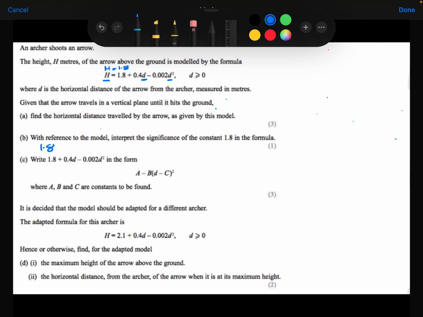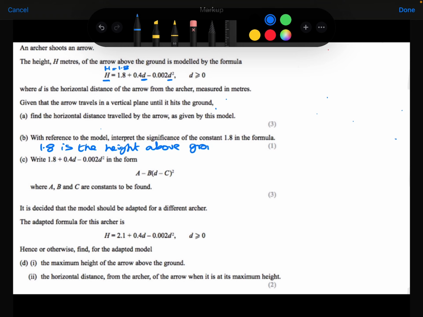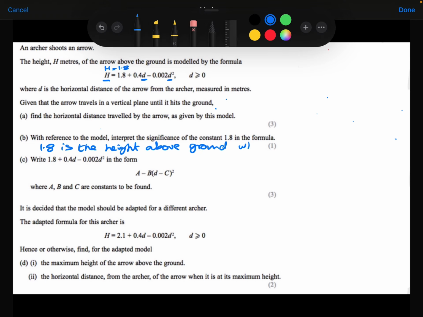So 1.8 is the height above ground when d equals 0, or when the arrow was fired. You could also say it was the height of the archer, maybe.